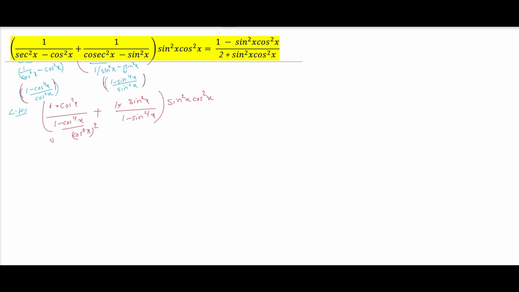And 1 is 1 square. That is like a square minus b square, which can be written as a plus b into a minus b. We'll do that. In the numerator, 1 into cos square is cos square x. And for the denominator, 1 minus cos square x into 1 plus cos square x.